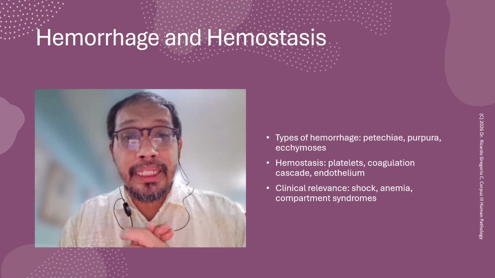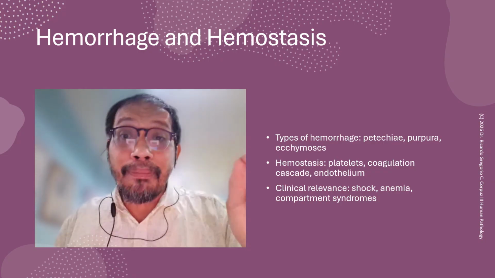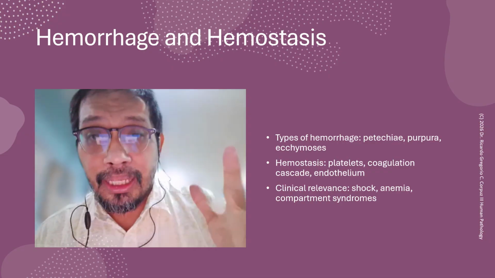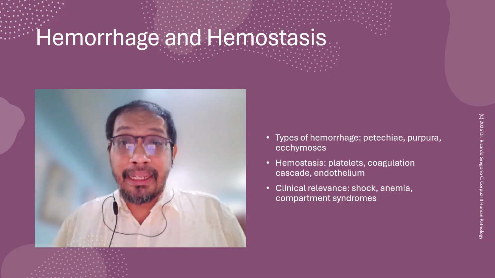Hemorrhage and hemostasis. So, the spectrum of hemorrhage. Hemorrhage ranges from tiny pinpoint bleeds to life-threatening blood loss, and the size and pattern reflect the underlying mechanism.